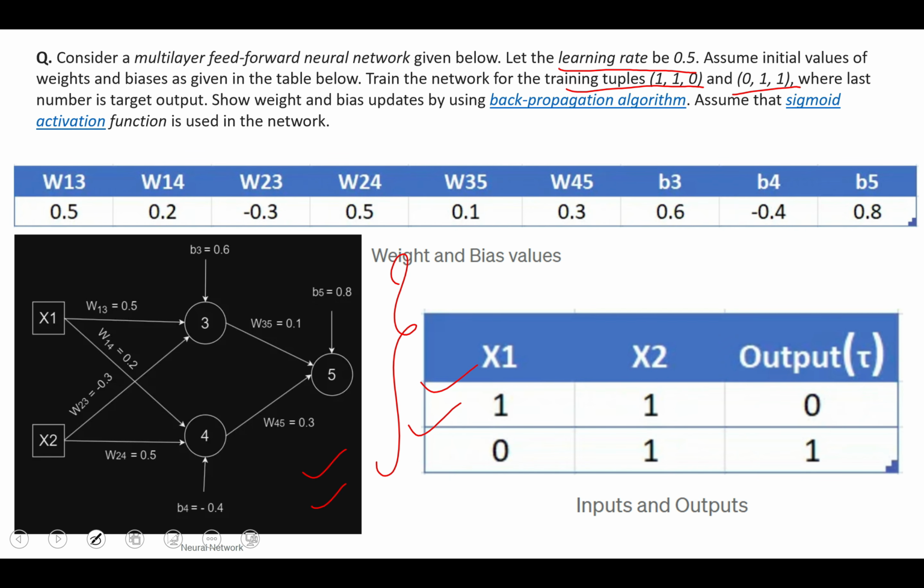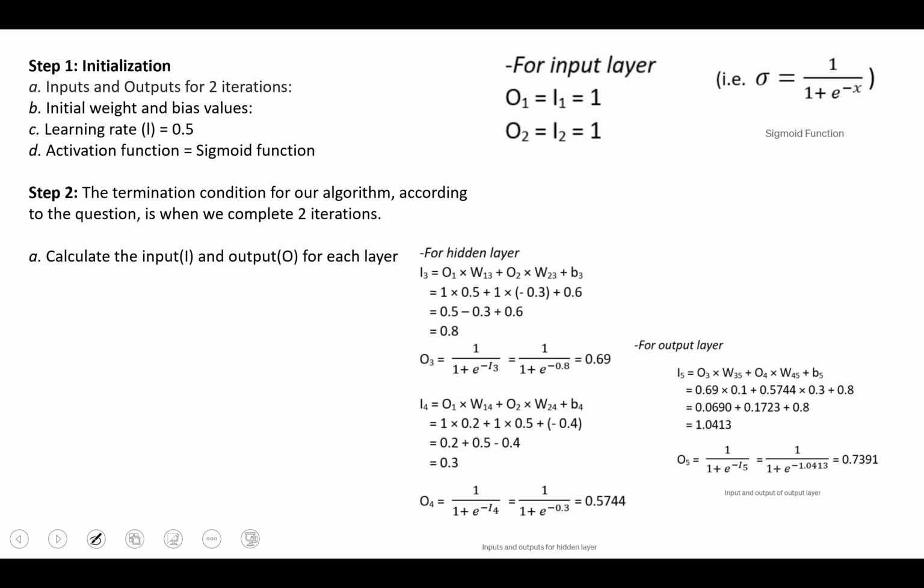And in this question it is already given that we have to assume that we are going to use the sigmoid activation function. This is just a numerical, that is why we are using this activation function. Otherwise the activation function depends on what you are going to solve. Now you can see that in my slides everything is given.